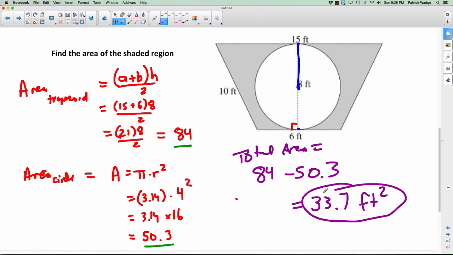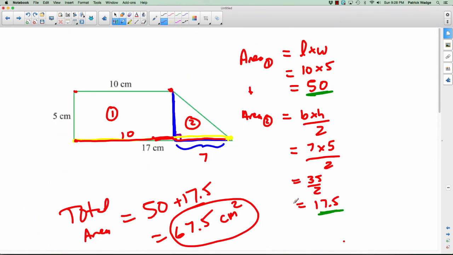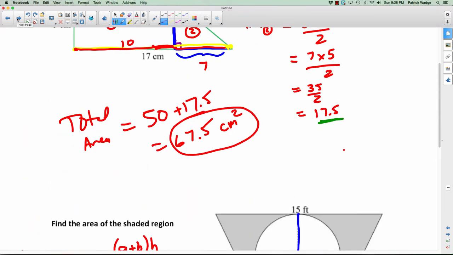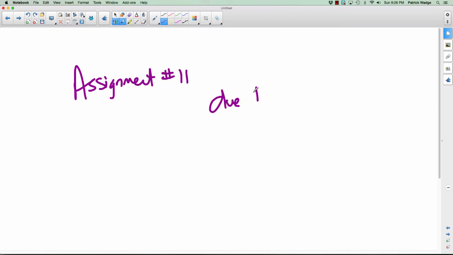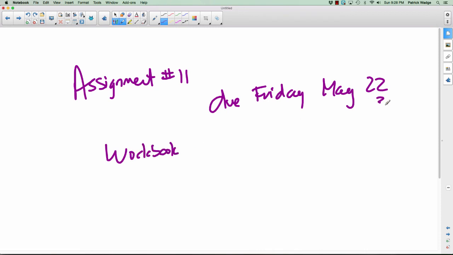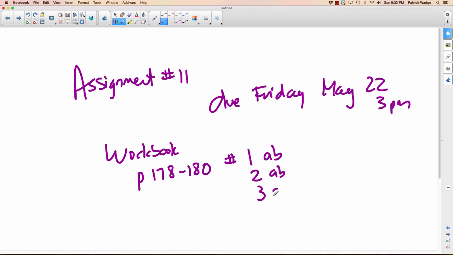All right, some of these questions are tough, right? This is tough stuff here. The level 7/8 on these are crazy hard, so I'll try not to assign any of those. This assignment will be due on Friday. This is number 11. It's due on Friday, May 22nd. It is in your workbook. Oh, by the way, that's at 3 p.m., of course. It's in your workbook. It's pages 178 to 180. What I would like you to try is number 1, AB, number 2, AB, and number 3, AB.